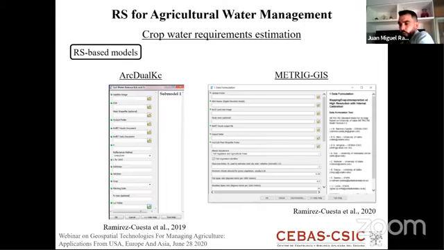In this sense, I want to show you two examples of models for crop evapotranspiration estimation. The first one is based on vegetation index, called ArcDualKc, and the other one is a well-known model based on a surface energy balance, the METRIC model, and in this case I'm referring to the GIS version, METRIC GIS. Both models have been programmed in Python and incorporated into ArcGIS toolboxes in order to provide these models using a more user-friendly and automated interface.